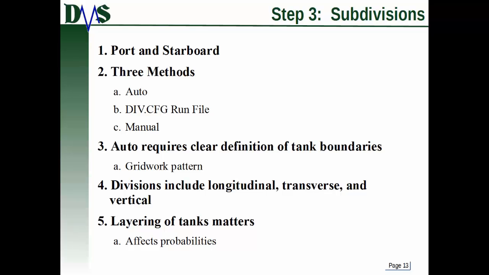And you have to understand, when I'm talking divisions here, we're talking longitudinal, transverse, and vertical subdivisions. So all 3 directions. And that layering is really what you're defining. You might have a first layer of tanks that's closest to your side shell, and then another layer of tanks inside. So that's a second transverse subdivision. And that layering is really what you need to be careful about defining, because that affects how GHS calculates the probability of each tank being damaged.